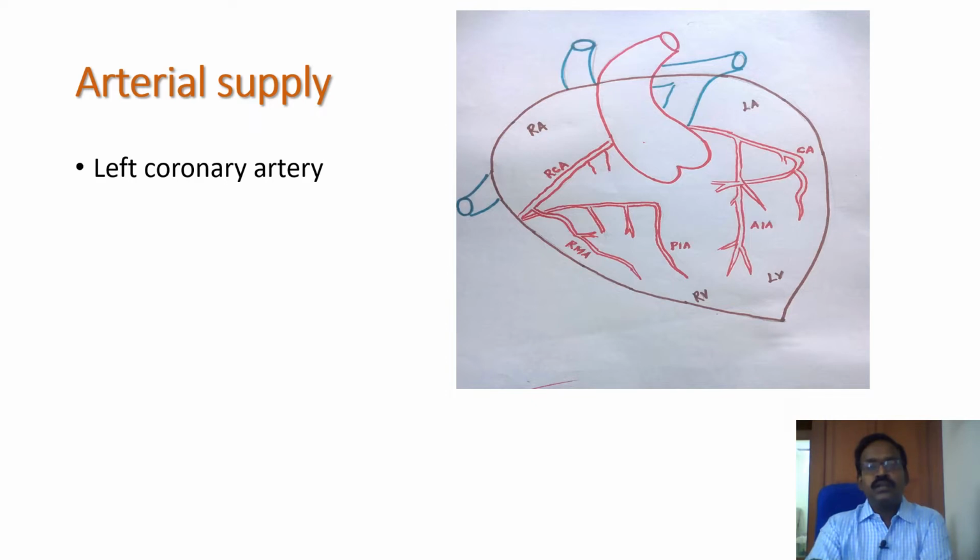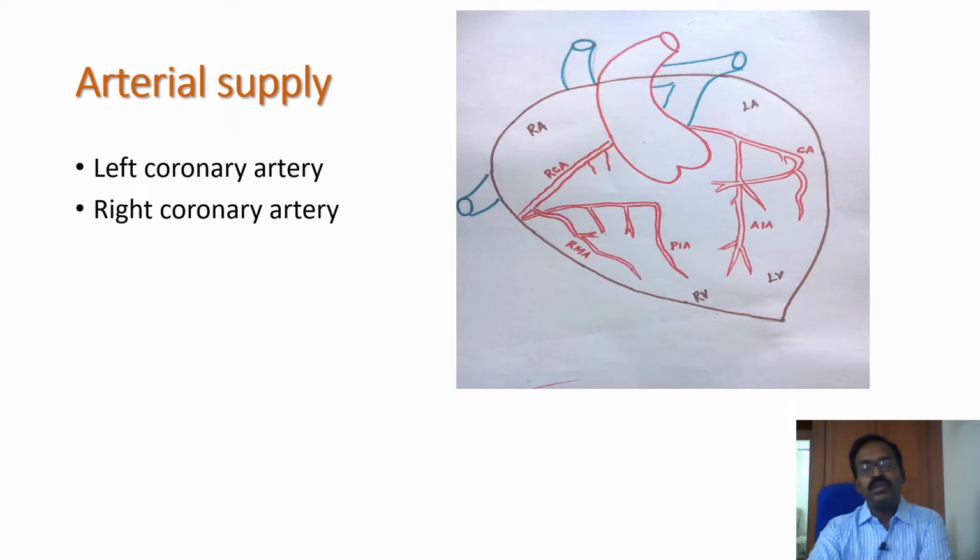The heart is supplied by the left coronary artery. This is the left coronary artery in this image. The left coronary artery supplies the left atrium and left ventricle. This is the right coronary artery. It supplies the right atrium and right ventricle.